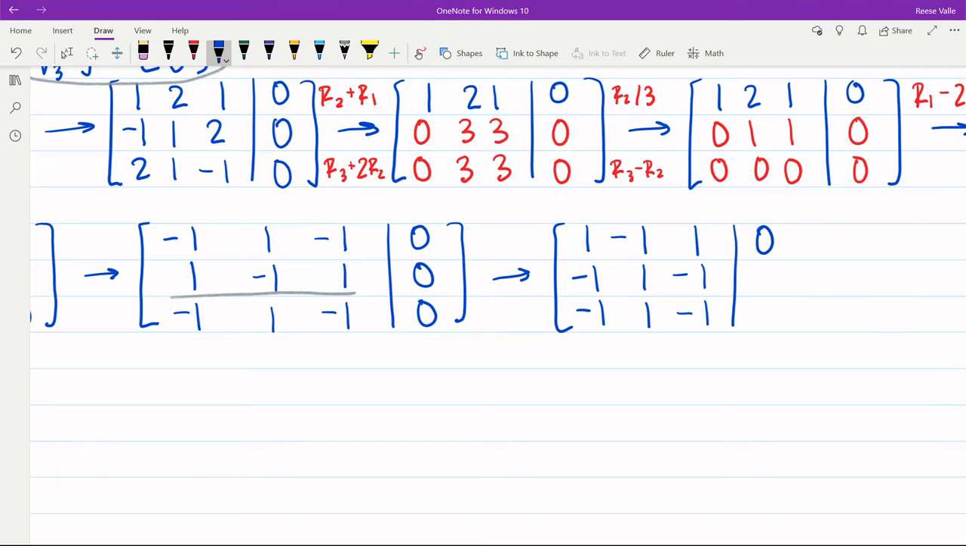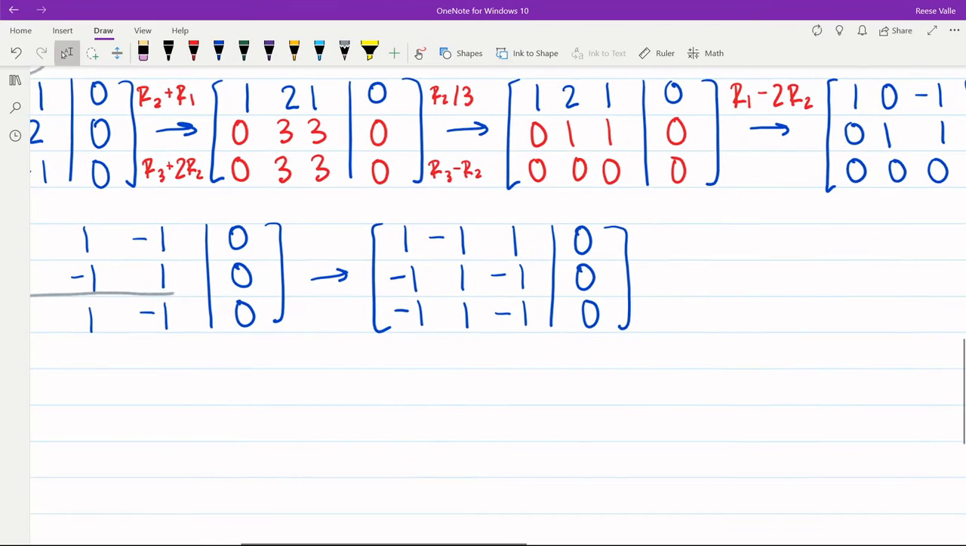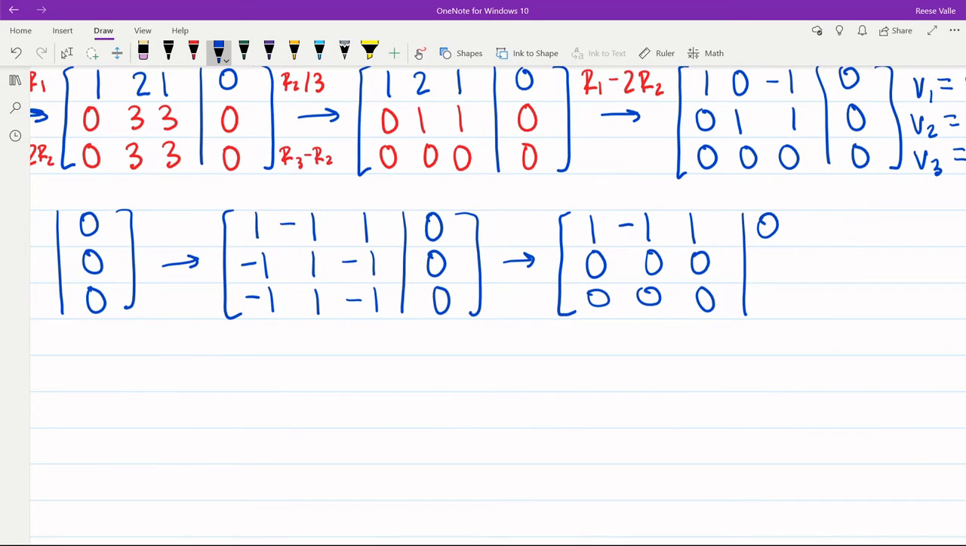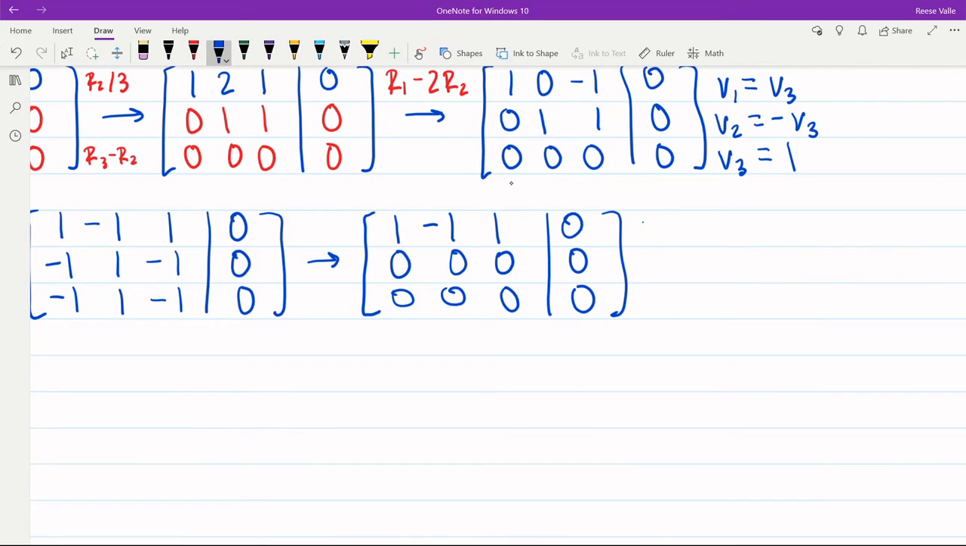You can clearly see that the first row cancels out the second and third row. So it's just going to be 1, negative 1, 1, 0, 0, 0, 0, 0, 0. And then you're just going to say v1 equals v2 minus v3. Since v2 and v3 are free variables, we can make them anything we want. So I'm going to say that v2 is s, and v3 is t.